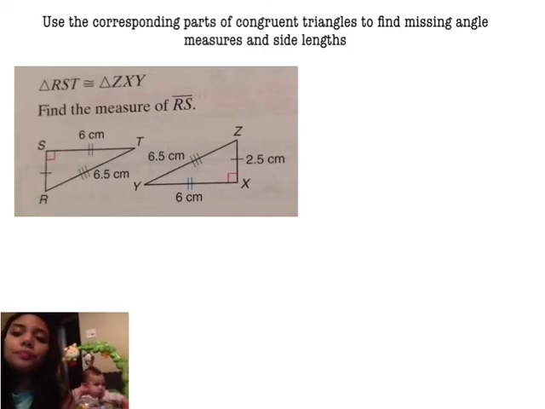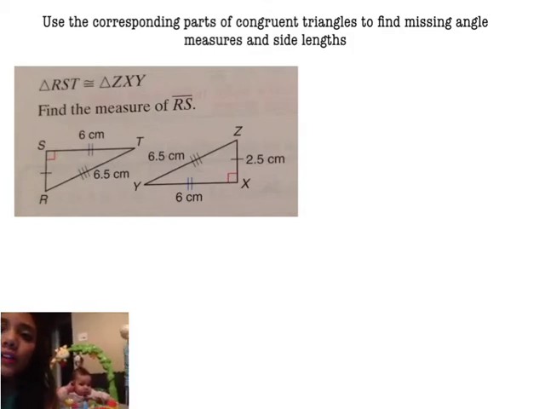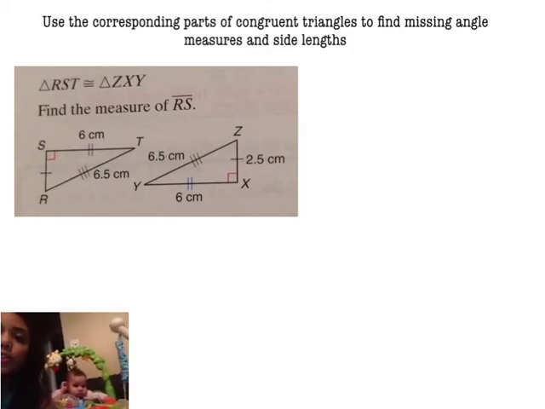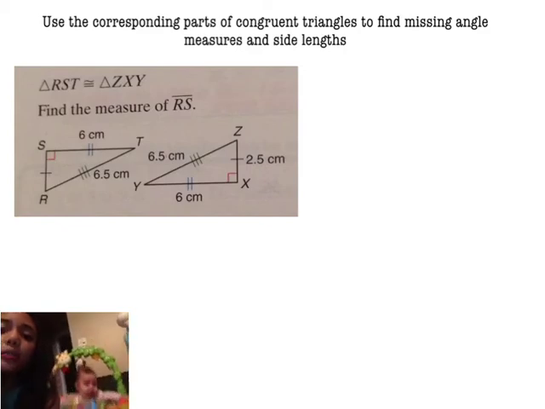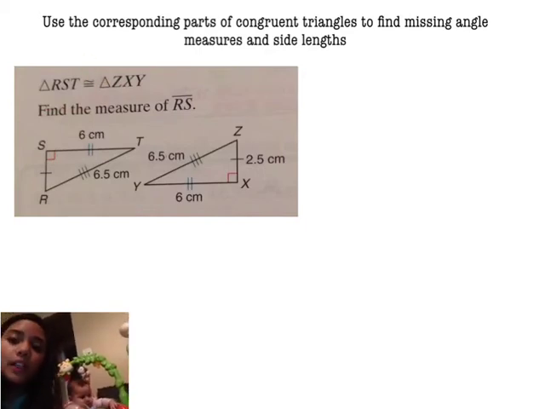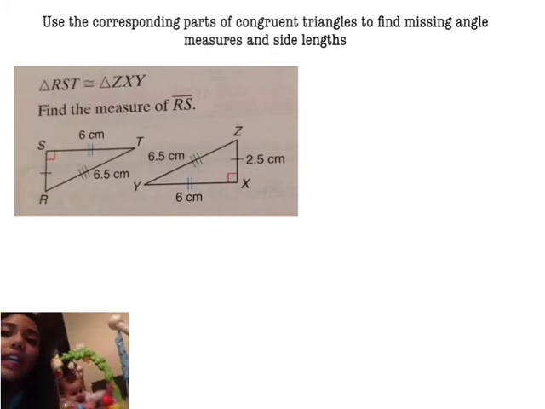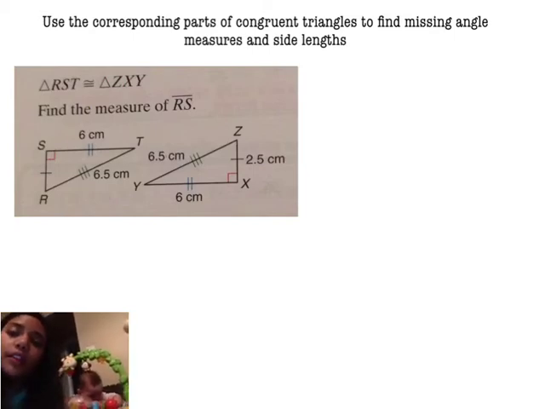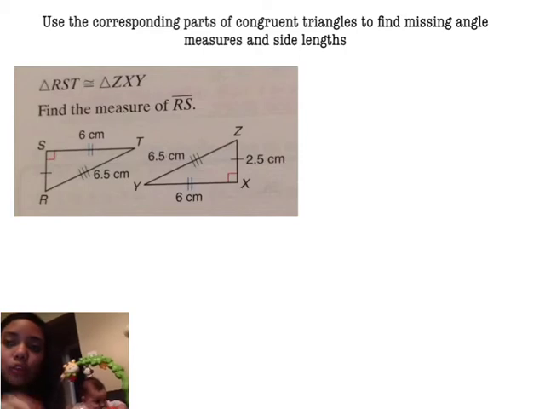Okay, so use the corresponding parts of the congruent triangles to find the missing angle measures and side lengths. You need to write this in your notebook, so if you need to, pause the video. So triangle RST is congruent to triangle ZXY. This means congruent too. So it already tells you that it's congruent. But with everything we just learned, we are going to be able to find the measure of RS by looking at triangle ZXY, even though they aren't named the same triangle.